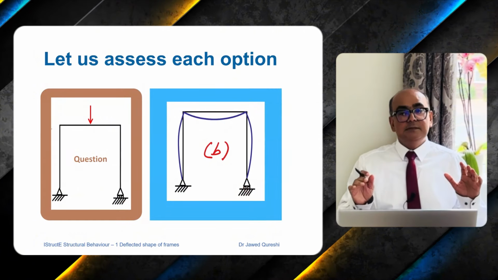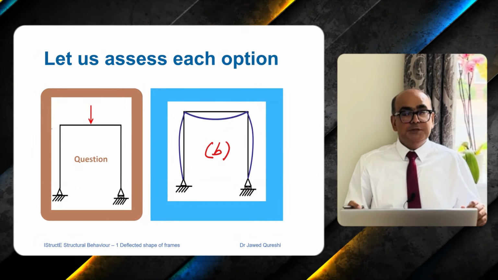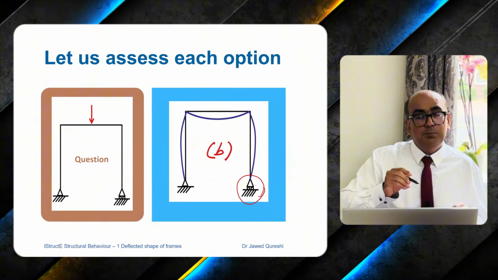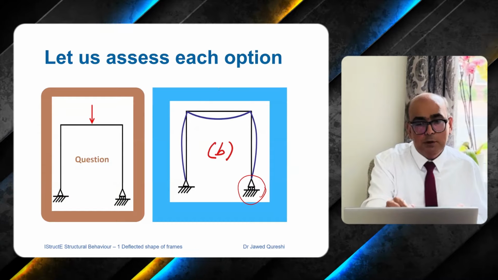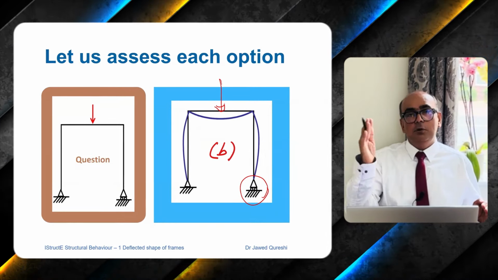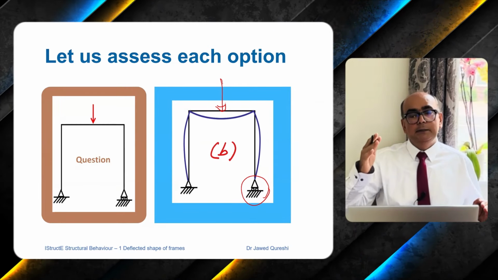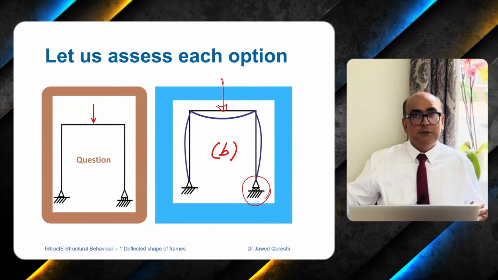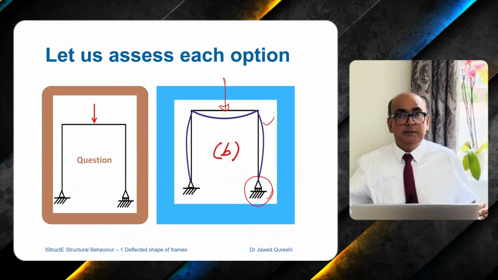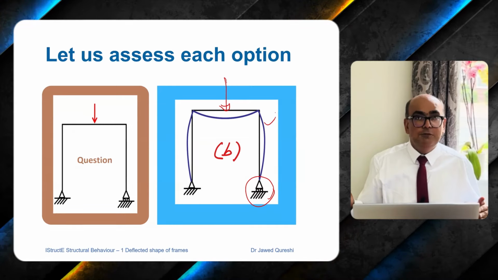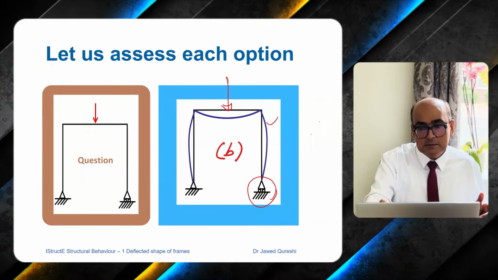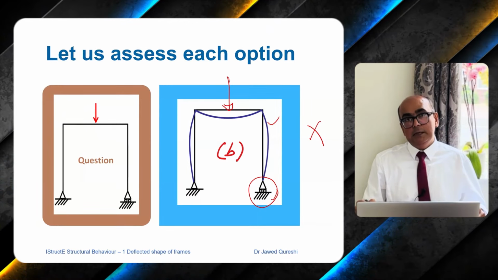Now let us assess the second option. In the second option, immediately when you look at the roller support, when you are applying loading, a roller support can move right or left. When you apply loading, almost certainly it will move towards the right. But here, the deflected shape is not showing its movement, so it's not moving at all. So when it's not moving at all, it means that this option is incorrect.